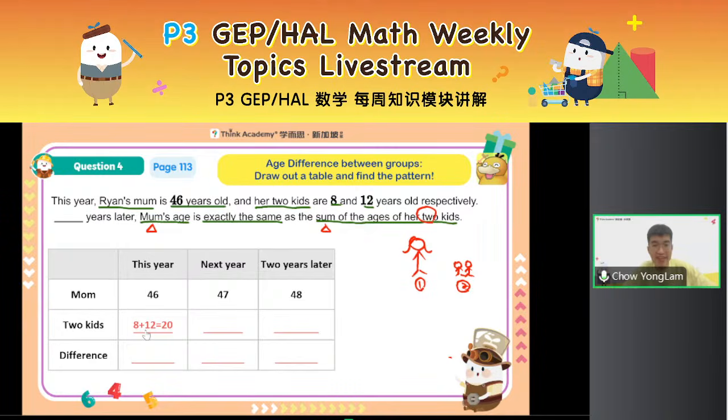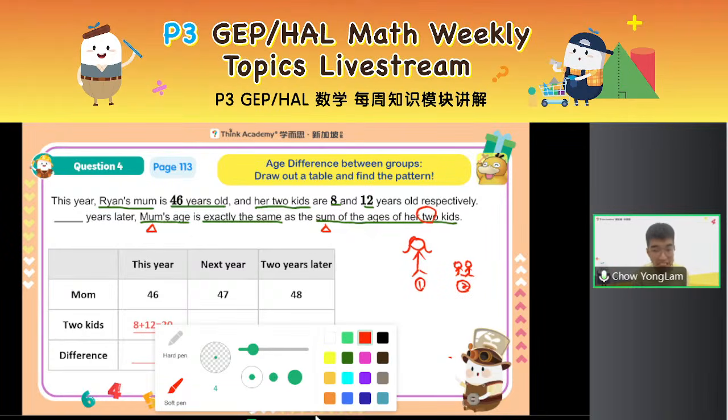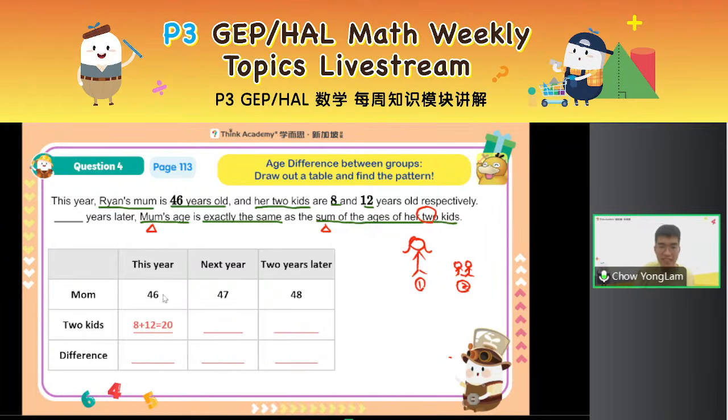Okay? Now, actually over here, I will need to compare their differences as well. So let's compare their difference. Mom is 46, kids is 20, so their difference is 46 minus 20 equals 26. All right, now this is what happens this year.